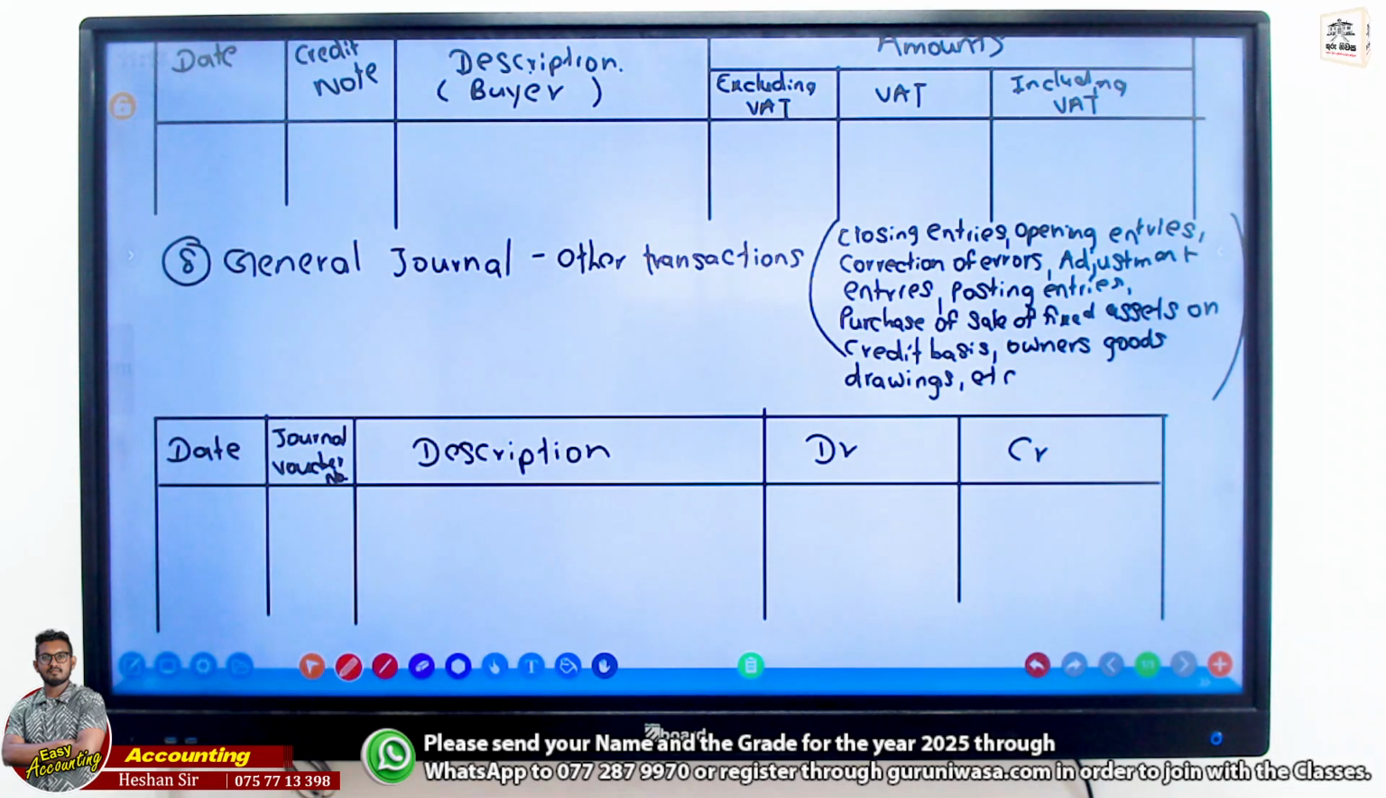Hope you have done. Now I'll give you the double entries relevant to all the primary books, right? All the primary books perform only the primary book function, so all the double entries we need to record in the ledger, right? Hope you can hear me properly, right? Okay. So it's like this.